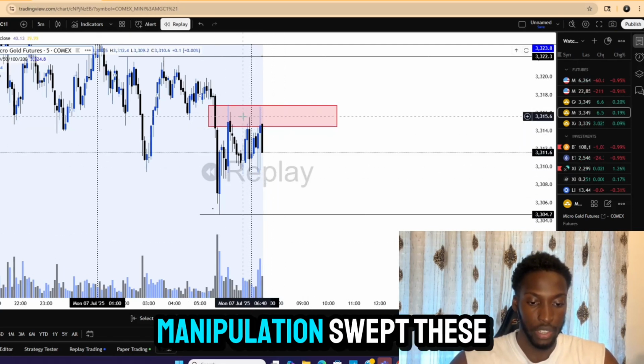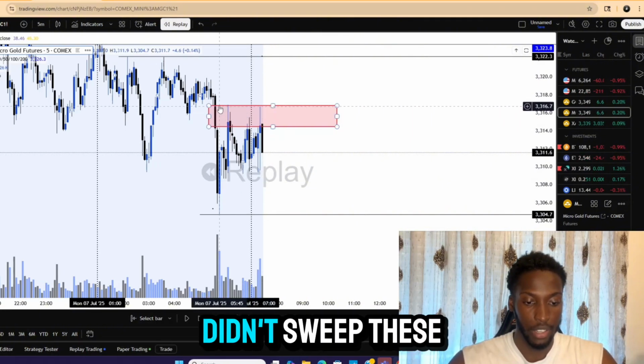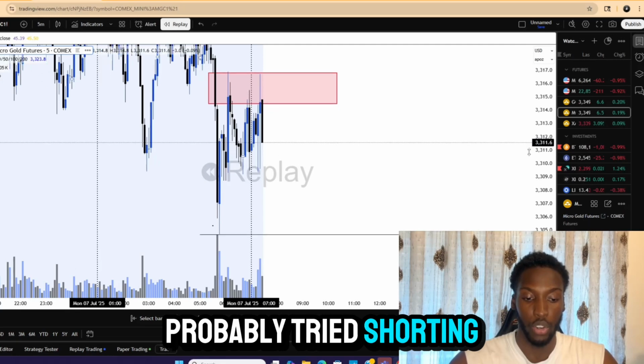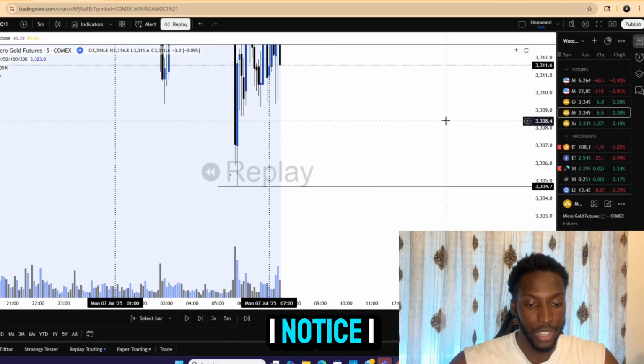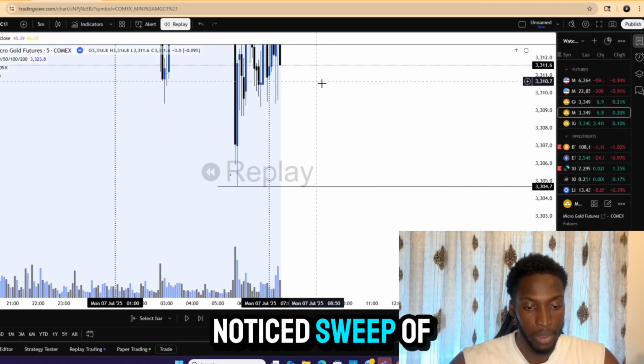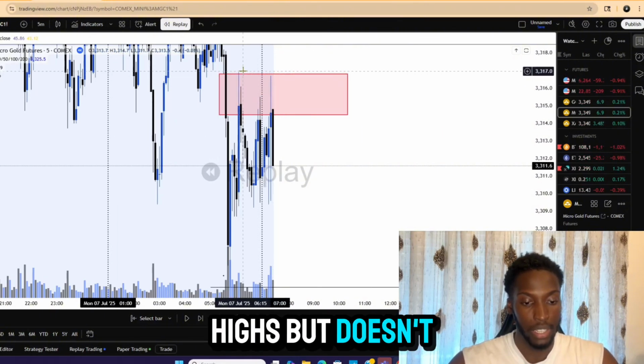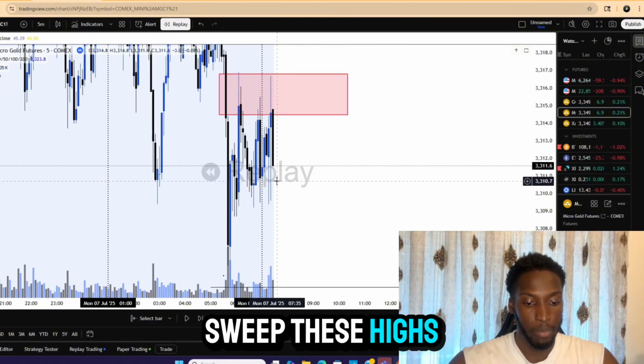Look at the manipulation. Swept these highs. Didn't sweep these ones. We're breaking lower. I know a lot of people probably tried shorting that. But what did I notice? I noticed a sweep of these lows. Sweeps the highs, but doesn't sweep these highs. Breaking down.